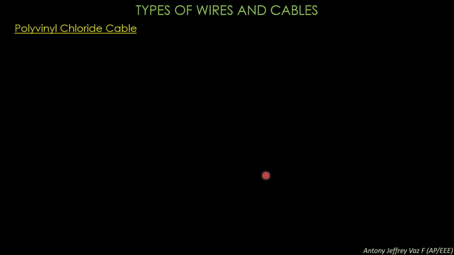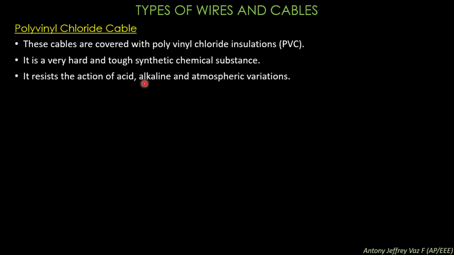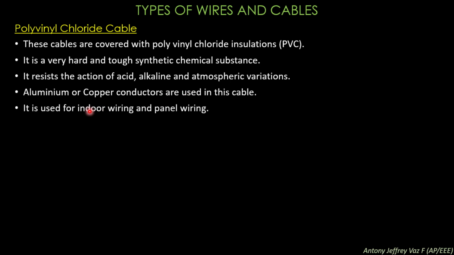The next type is the polyvinyl chloride cable. Polyvinyl chloride cable represents PVC cables. It is a very hard and tough synthetic chemical substance. We all know that we use PVC as a material for housing pipes. It resists the action of acid, alkaline and atmospheric variations. So, aluminum or copper conductors are used in these types of cables. It is used for indoor wiring and panel wiring.